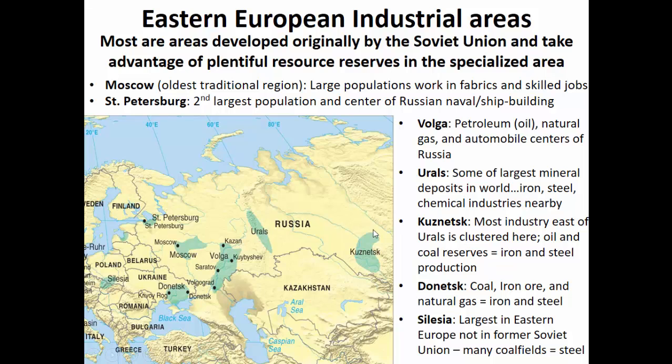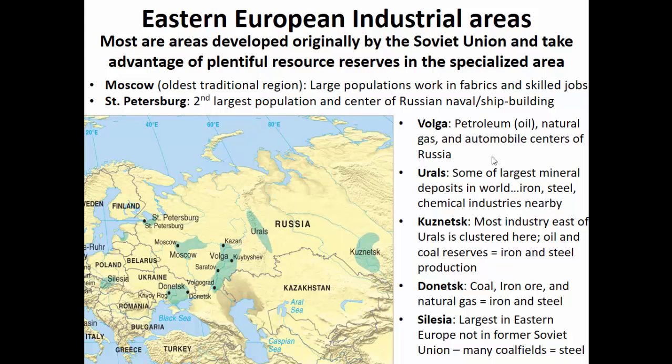Then we get to the resource areas. Now that we're out of the two population centers, we get to the resource-rich places. We go to the Volga, probably the most important in all of Russia. It's got tons of petroleum, oil. It's got tons of natural gas. And it also has massive amounts of automobile and machinery centers. So we're building automobiles, we're building machinery. A lot of Russian cars are being built, and Russian heavy machinery.